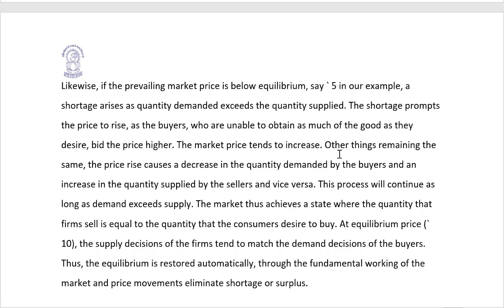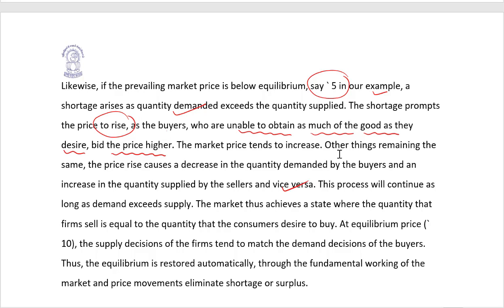Likewise, if the prevailing market price is below equilibrium, say 5 in our example, a shortage arises in the quantity demanded, because at this price supply would be so much, but demand would be so less. The shortage prompts the price to rise, and the buyers who are unable to obtain as much of the goods as they desire bid the higher price. Other things remaining the same, the price rise causes a decrease in the quantity demanded by the buyers and an increase in the quantity supplied by the sellers, and vice versa.